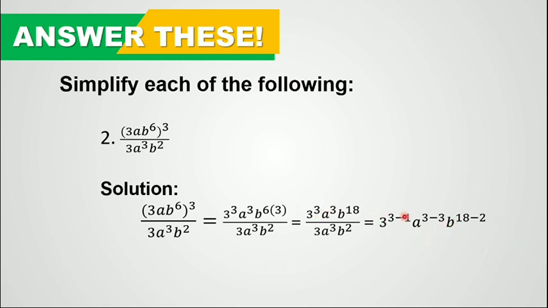And then let's try to simplify this. So this becomes 3 minus 1, that is 2, so this becomes 3 squared, and then 3 minus 3, that is 0, so this becomes a to the power of 0, and then b to the power of 18 minus 2, this becomes 16, so b to the power of 16. Now 3 squared is equal to 9, and a to the power of 0, again any number except 0 raised to the power of 0 is equal to 1, so a to the power of 0 becomes 1 here. Then let's copy b to the power of 16. Now 9 times 1 times b to the power of 16 is just equal to 9b to the power of 16, and this is now our final answer.